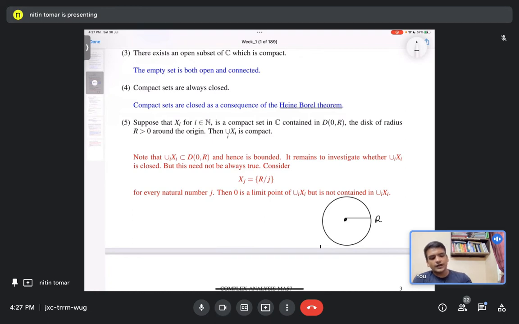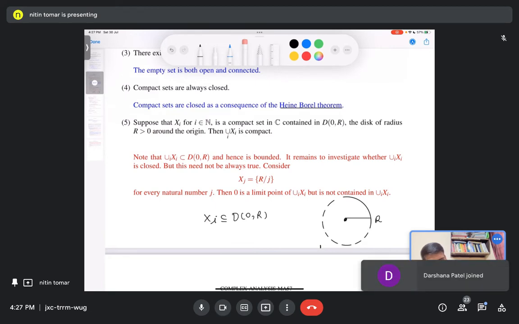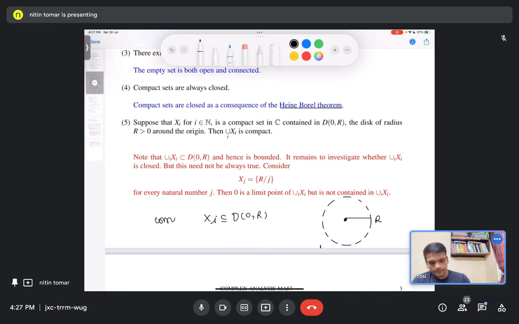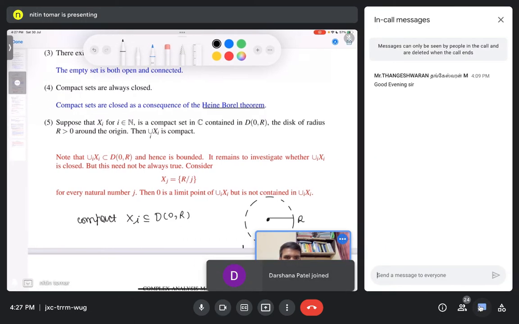Now it says, if you have a sequence of compact sets Xi in this D(0, r), so remember D(0, r) is open. It is the open ball centered at 0 of radius r, so this will be denoted by this. Then each of these Xi is compact. The question they ask is whether their union will be compact.